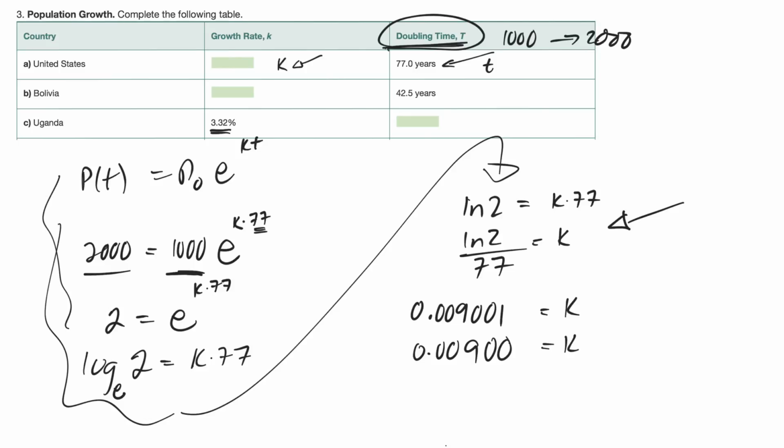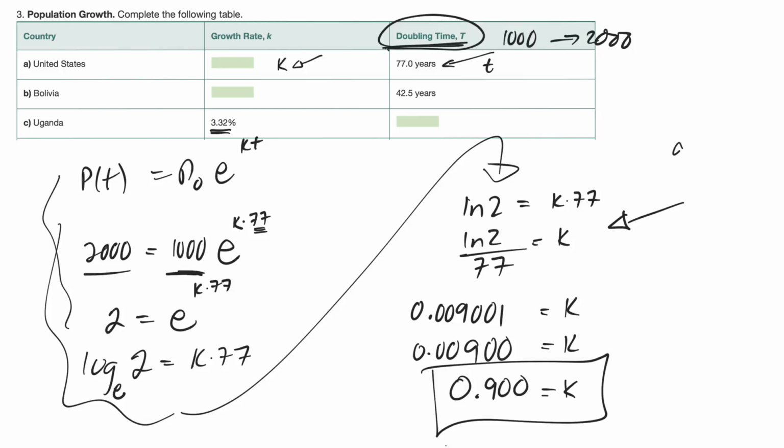In chemistry, we do sig figs, but you can also change this to a percentage. So if you change it to a percentage, you have to times it by 100, so it would come out to 0.900. So that would be the k value. And so if you wanted to know what the population would be, say, after 90 years, you could use this k value and search for t and figure out how many people there would be after 90 years.